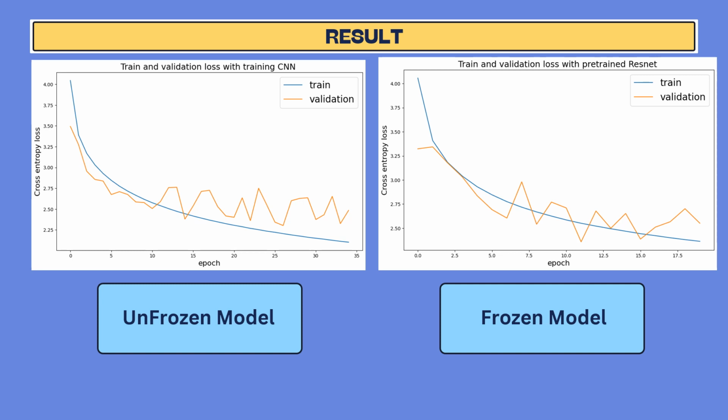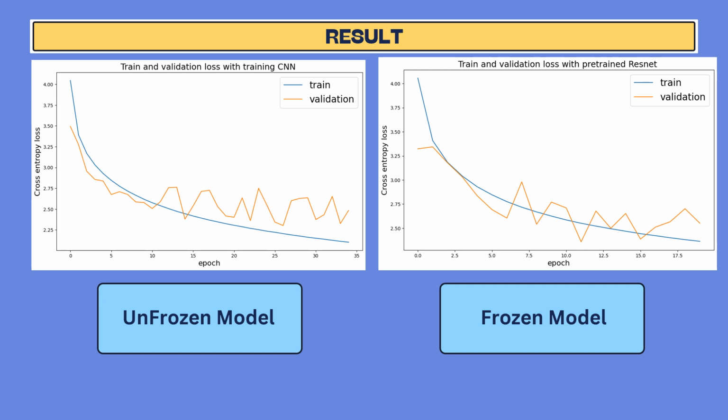What is freezing layers? Freezing layers provides stability and prevents overfitting by relying on general features learned from extensive pre-training. In contrast, unfreezing layers allows the model to adapt more deeply to the specific characteristics of the captioning task, but at the risk of overfitting. To generalize, the frozen model maintains better generalization, as seen in less volatile validation losses.